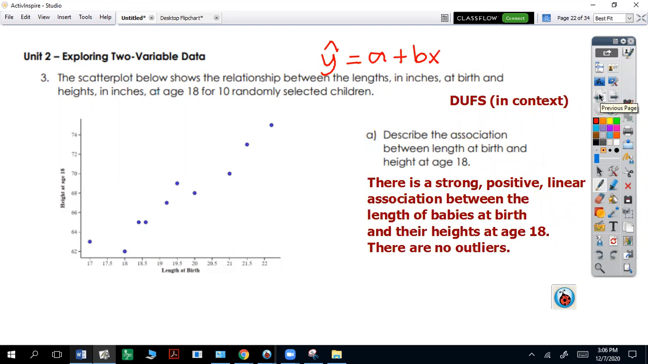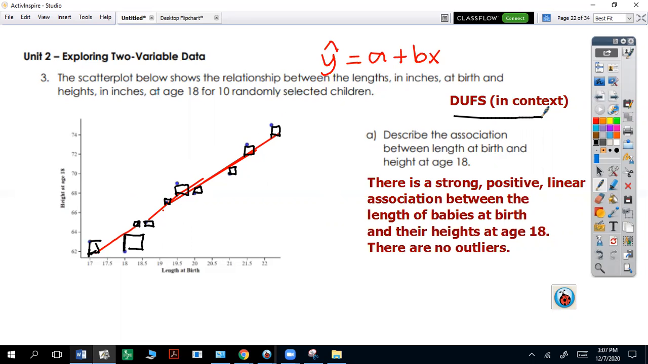All right. So for the DUFS, I would say it's strong because these values are pretty tight. Positive linear association between length of babies at birth and their heights at age 18. There seem to be no outliers. Now, let's recall what the least squares regression line is. Remember, it's the line that minimizes the sum of the squared residuals. A residual is how far a point is from the graph, and the purpose of a least squares regression line is to minimize the area of the sum of these squares in and around a line.